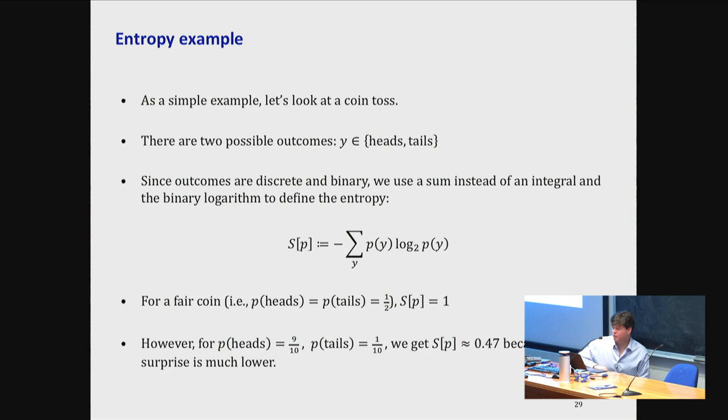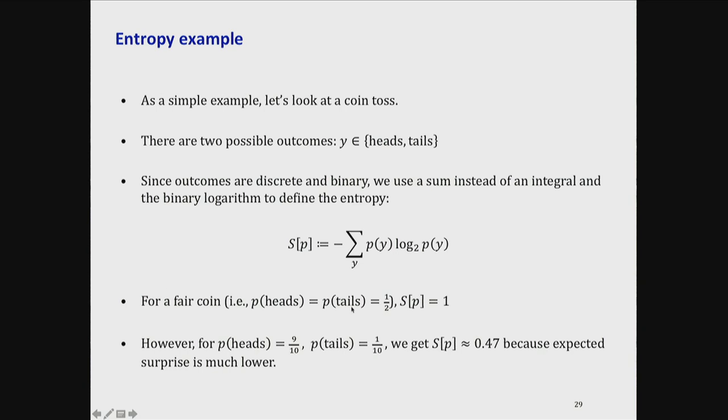As a simple example, let's look at a coin toss. There are two possible outcomes. So Y, again, is the observation, heads and tails. Since the outcomes are discrete and binary, we use a sum instead of an integral, and the binary logarithm, the logarithm with base 2, to define the entropy. Now, the entropy is the sum over all the outcomes y, heads and tails, just two of them, of the probability of these outcomes times the log of those probabilities. Now, let's say we have a fair coin. So the probability of tails and the probability of heads equal 1/2. And that gives you an entropy of 1.